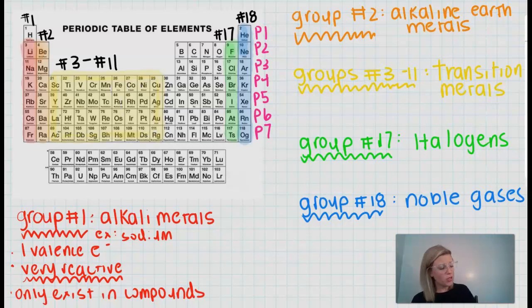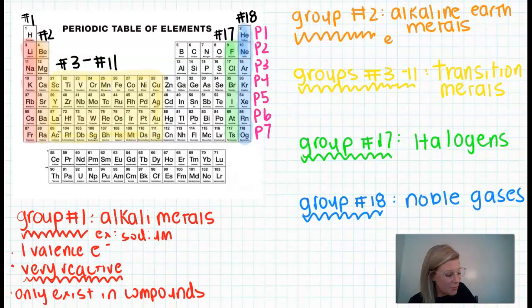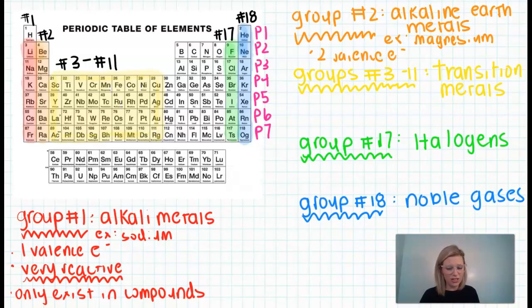Okay, group 2, the alkaline earth metals. These aren't really that exciting, unfortunately. An example is magnesium. Okay, and they have 2 valence electrons, and that's really all that you need to know about them. They have 2 valence electrons.